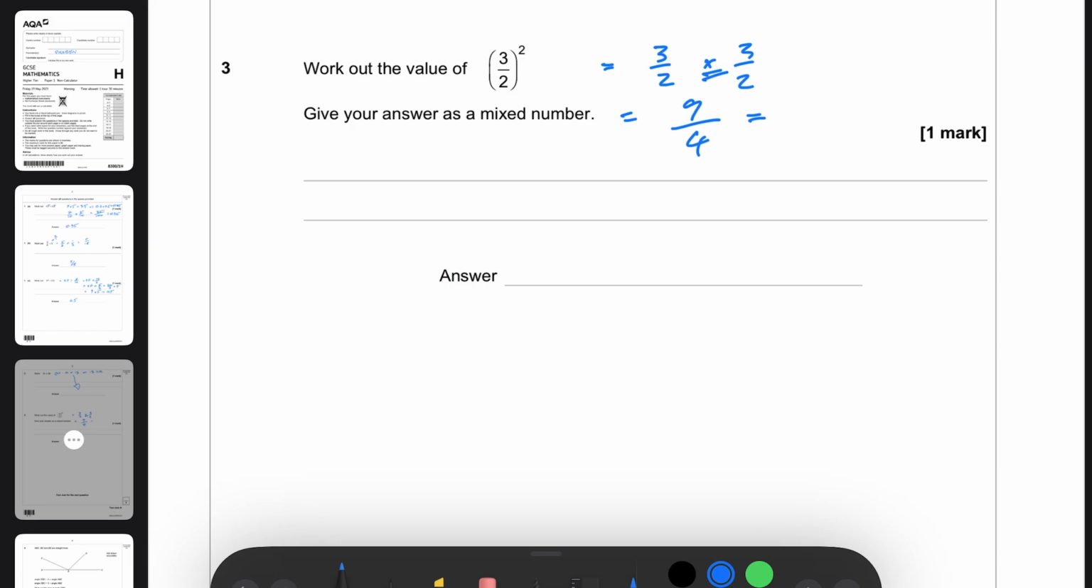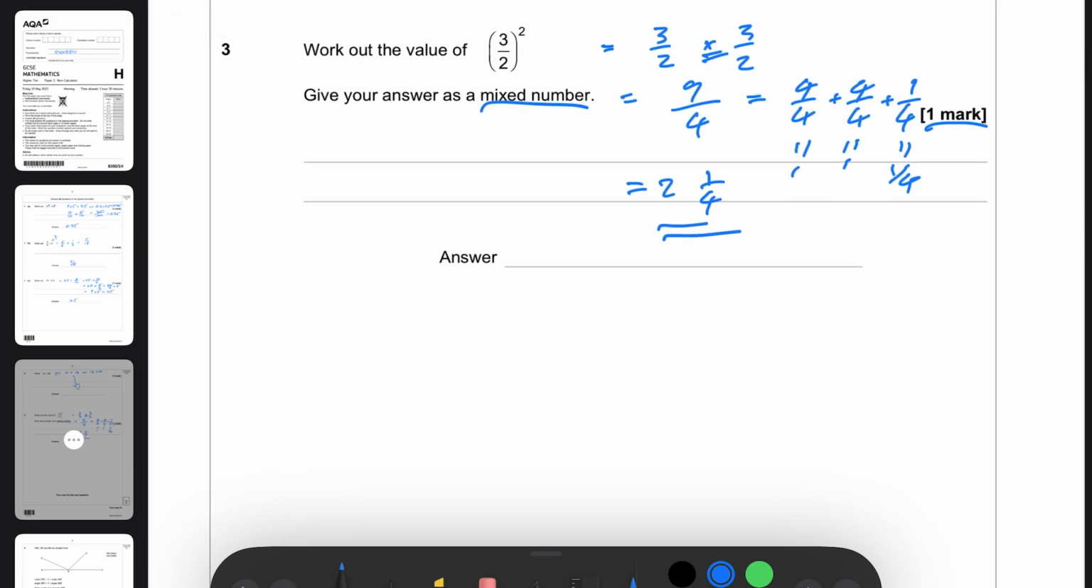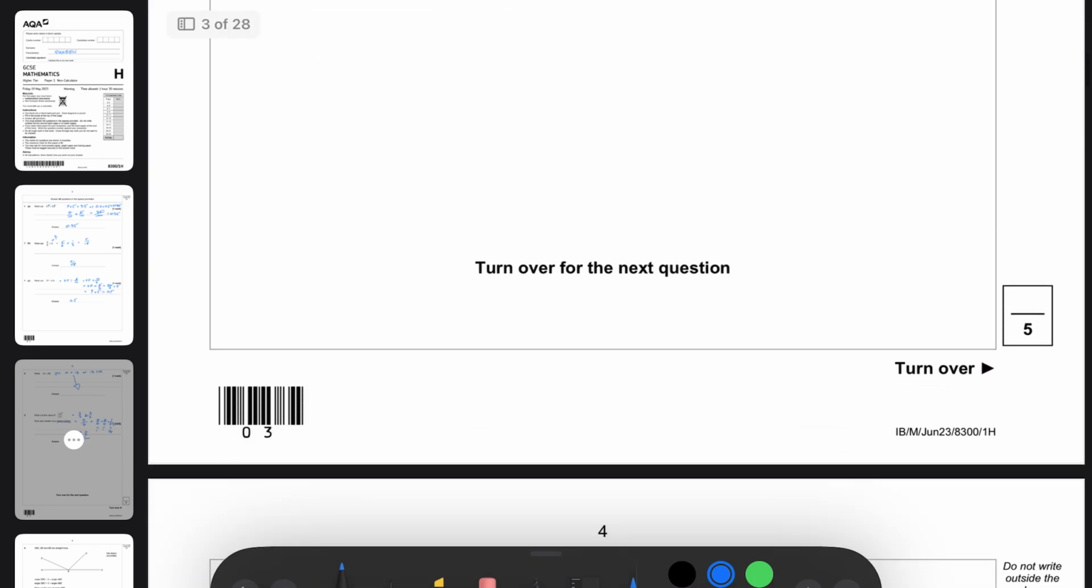So this is equal to 4/4 plus 4/4 plus 1/4, right? And this is 1, this is 1, and this is 1/4. So we have 2 1/4, right? And this is pretty much what we get. Be careful, as all teachers will tell you, read the question, since if you miss it and don't give it as a mixed number, you get 0 marks here, even if you did get the question right, unfortunately. So you have to be careful, take your time, read the question, read the answer, and then double check it.